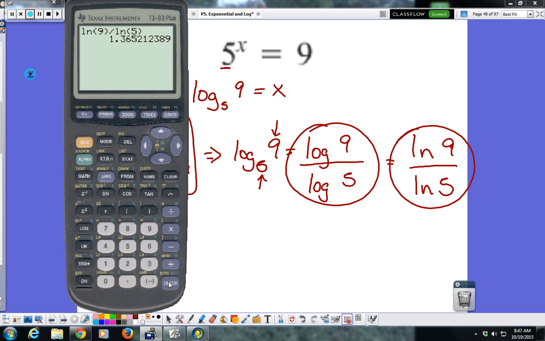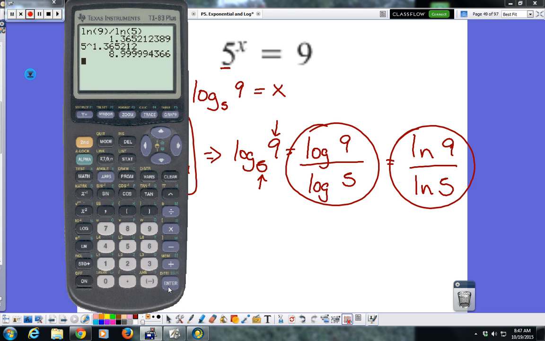1.365. You'll get the same thing for regular log. Same answer, right? So what does that mean? 5 raised to this power should give me 9. Let's see. 5 raised to 1.365212389. That's enough numbers. And you get 8.99999.